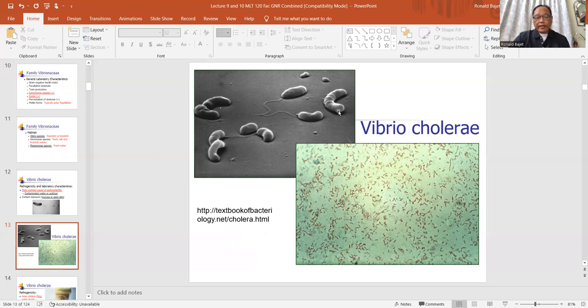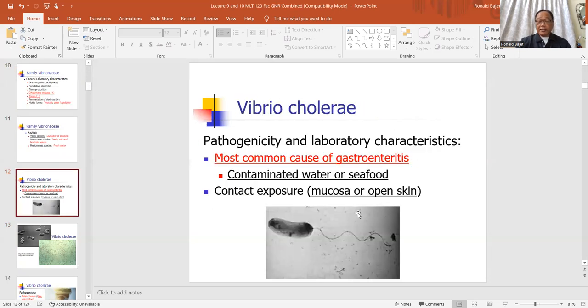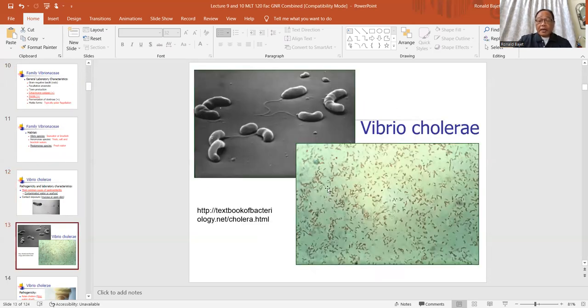Comma shape, it's curved. These are curved gram-negative rods, and this is not a gram stain, as you can tell. I can ask you if that's a gram stain, and it's not, because Vibrio cholera is gram-negative rods. Those are not pink. What they've done was modify the stain so that you could visibly see it. But if we zoomed in, you can see that these are curved gram-negative rods.